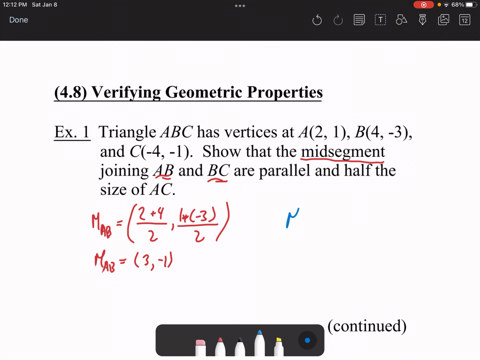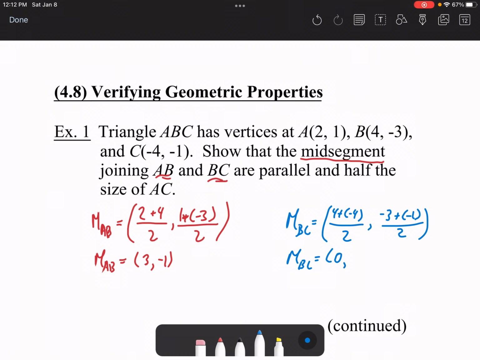I also want to find the midpoint of the point BC. That's going to give us 4 plus -4, and the point -3 plus -1, divided by 2. So these are my new points. I'm going to call this first midpoint X and this second midpoint Y. So now I want to prove that XY is half the size of AC and is also parallel to AC.